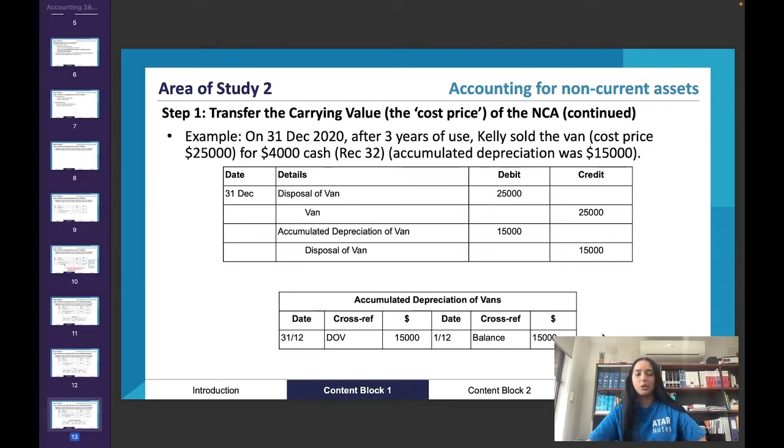And then this is how the accumulated depreciation of van ledger account looks. So we had the opening balance on the credit side of $15,000, which was the total accumulated depreciation of van. And then at the end of the month, when we're doing the disposal of the van, we have the debit entry on the debit side of $15,000 and the cross-reference is disposal of van. And again, you can't abbreviate that name.